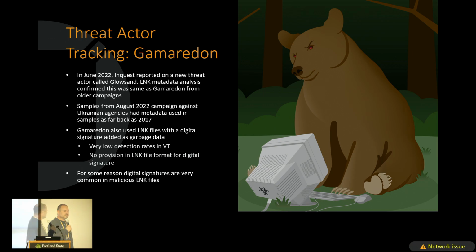And one thing that was interesting in terms of Gamma Radon is that they started using, at some point, link files that had weird sizes. Like, the link file is usually small, right? 2K, 1K. And these files were in the megabytes. So 1 megabyte, 800K, something like that, which is very big for a link file.